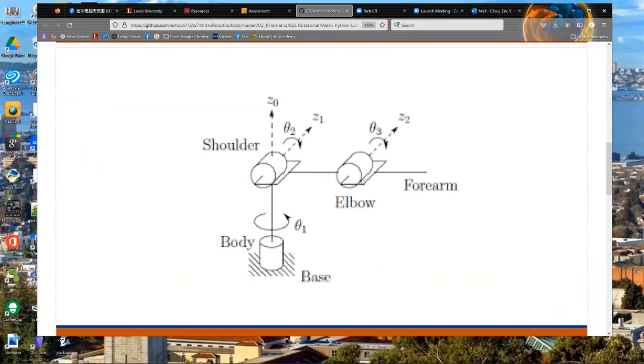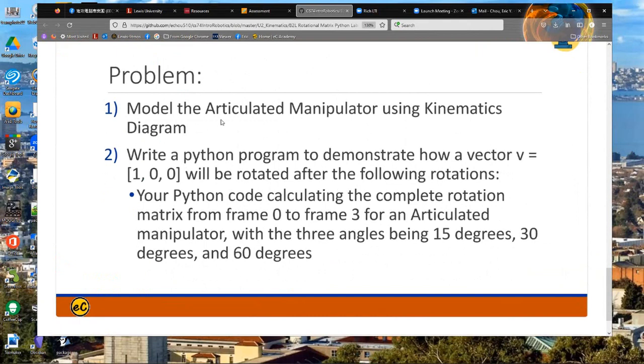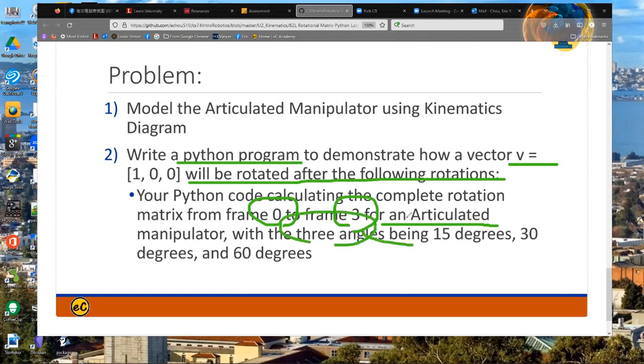There's a PowerPoint, and here we do have something. Problem: model the articulated manipulator using a kinematic diagram. Number one, you need to write a Python program to demonstrate how the vector V will be rotated after the following rotations. Your Python code calculates the complete rotation matrix from frame 0 to frame 3 using an articulated manipulator with three angles being 15 degrees, 30 degrees, and 60 degrees.